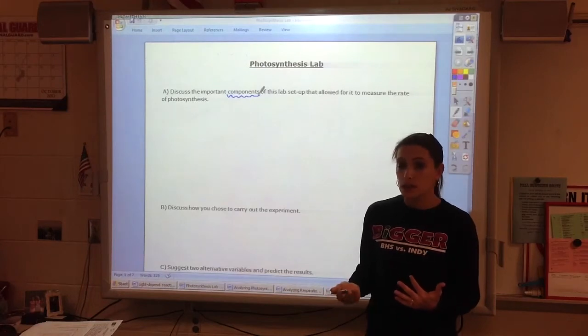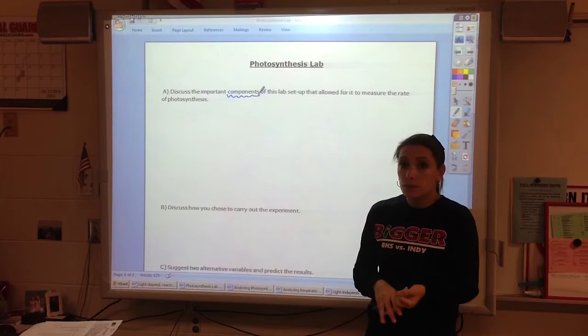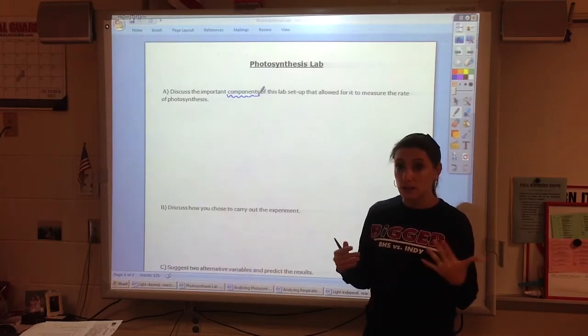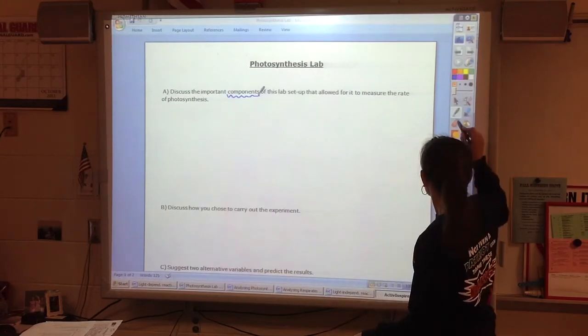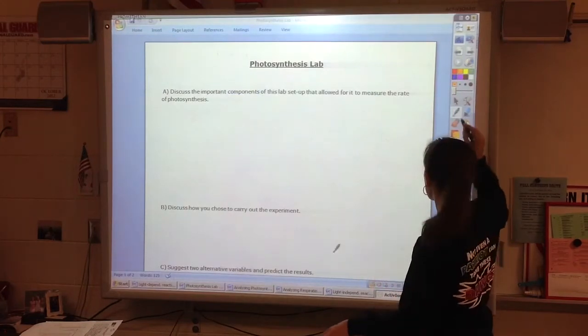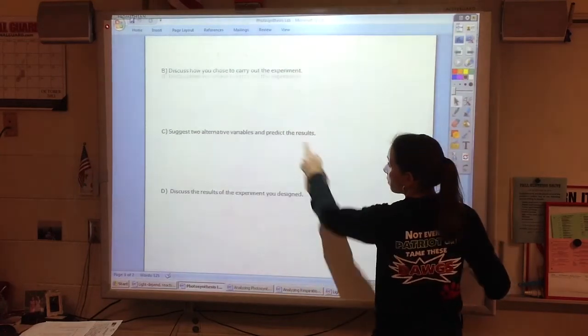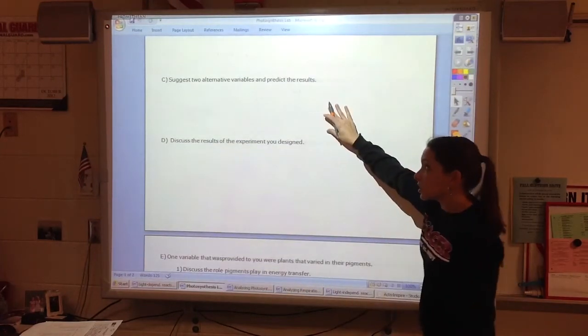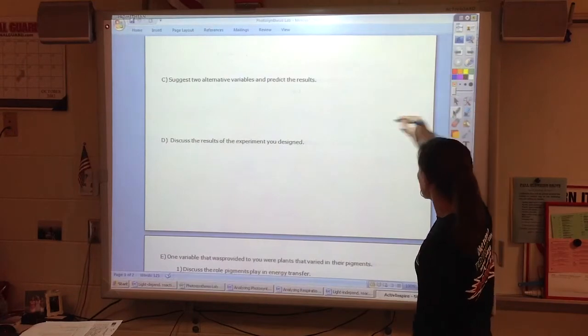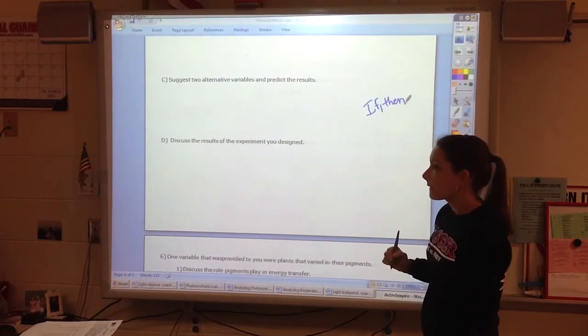Why did those things ensure that this lab was A, going to measure photosynthesis, and B, going to create a successful experiment? And then in part B, you're discussing how did you choose to carry out the experiment? Mainly, what was your variable in part B? C, suggests 2 alternative variables and predict the results, so probably an if-then format.